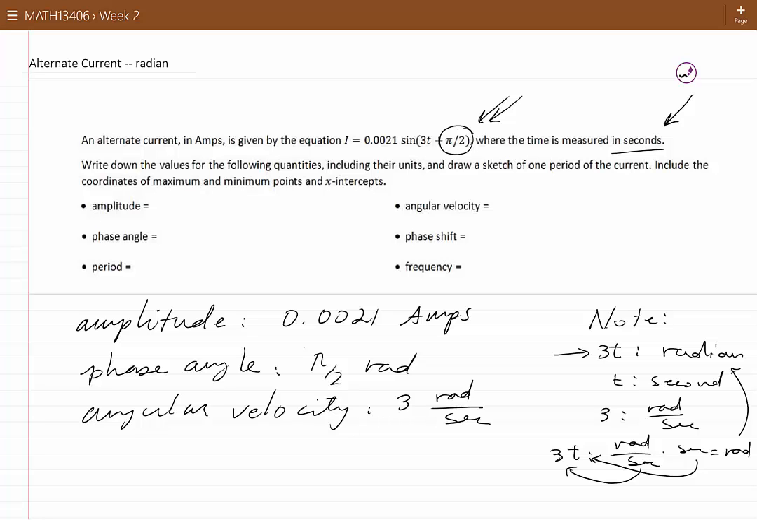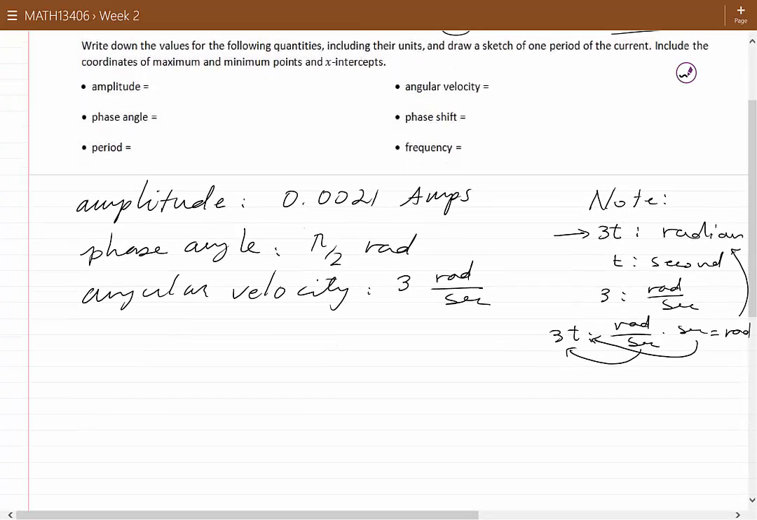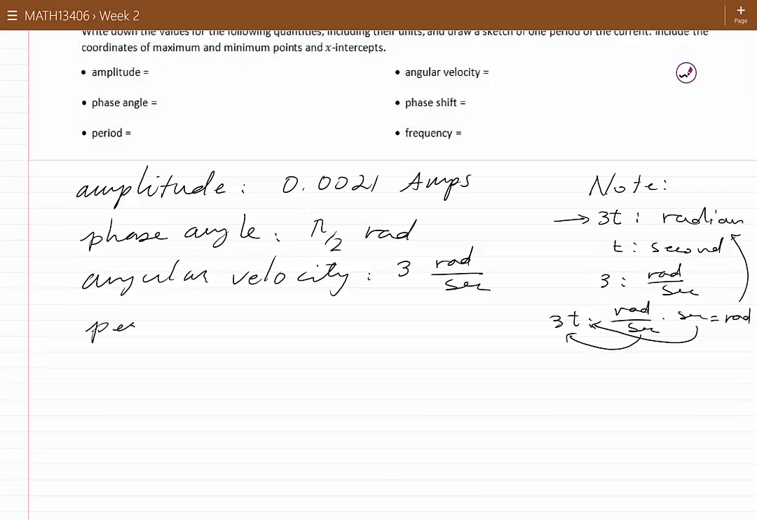The next quantity I look at is the period. The period is found by the equation 2π radian divided by the angular velocity, which is 3 radian per second. This would be 2π/3, and we can also simplify the units. Radian and radian will cancel, and we will get second. This is no surprise, because the period must be in the unit of time.